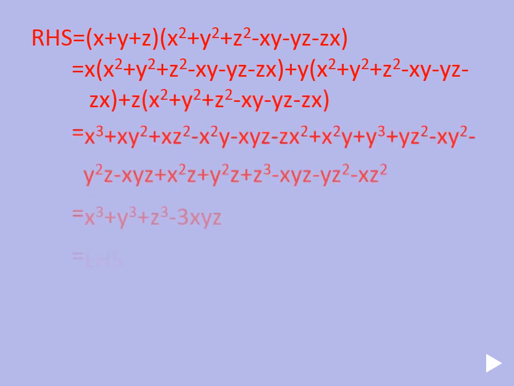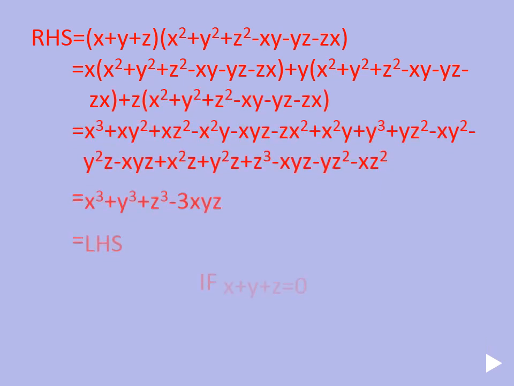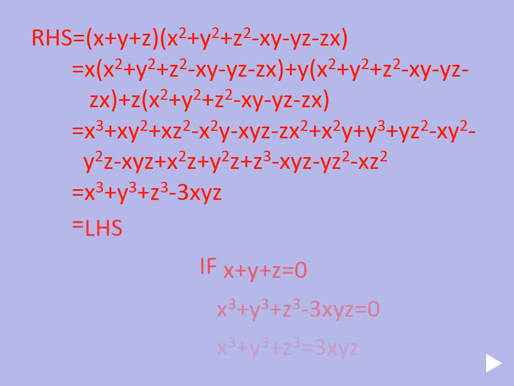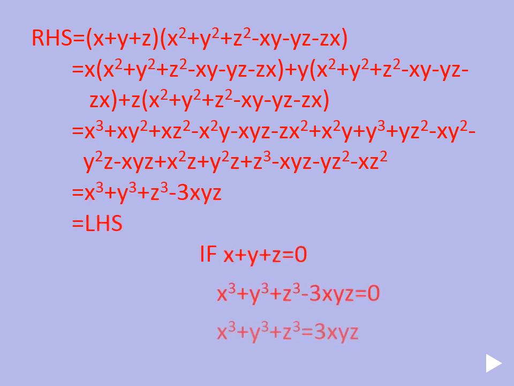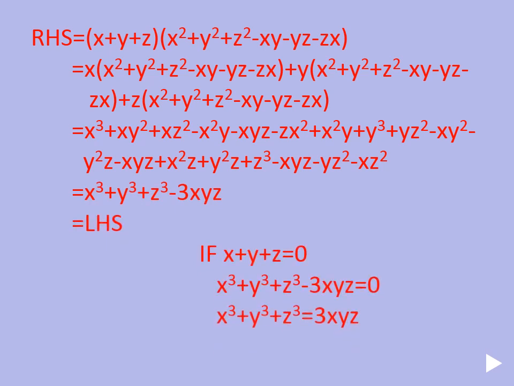What we should do? x to be multiplied with the second bracket. So x into x square plus y square plus z square minus xy minus yz minus zx. I have written clearly x into the whole term. Similarly, plus y into the same term, x square plus y square plus z square minus xy minus yz minus zx, plus z into x square plus y square plus z square minus xy minus yz minus zx.